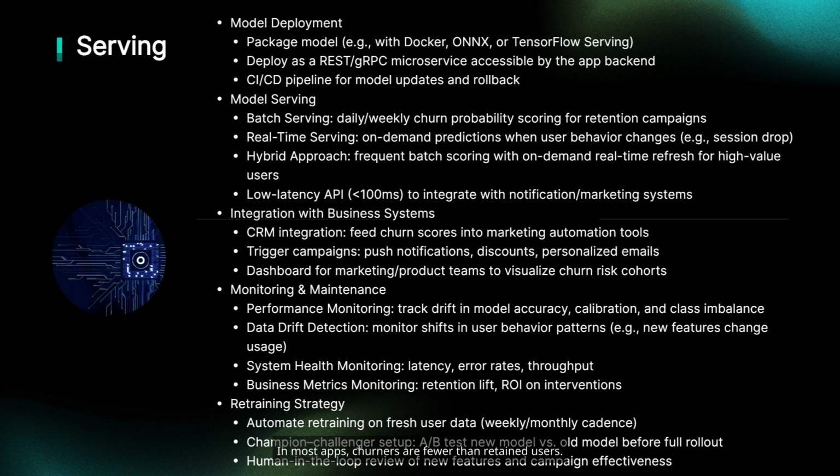A major challenge is class imbalance. In most apps, churners are fewer than retained users. This imbalance can bias models toward predicting no churn. To address this, we can oversample churners, e.g., SMOTE, undersample non-churners, or adjust class weights during training to penalize misclassification of churn more heavily.